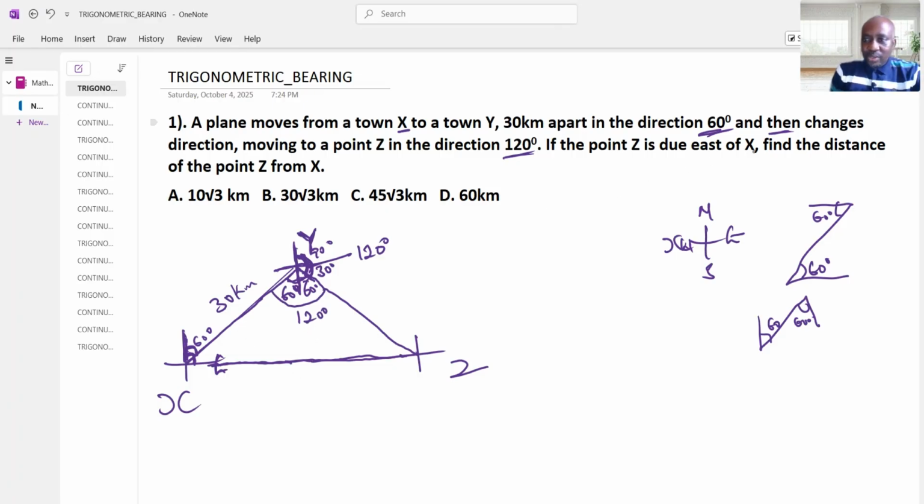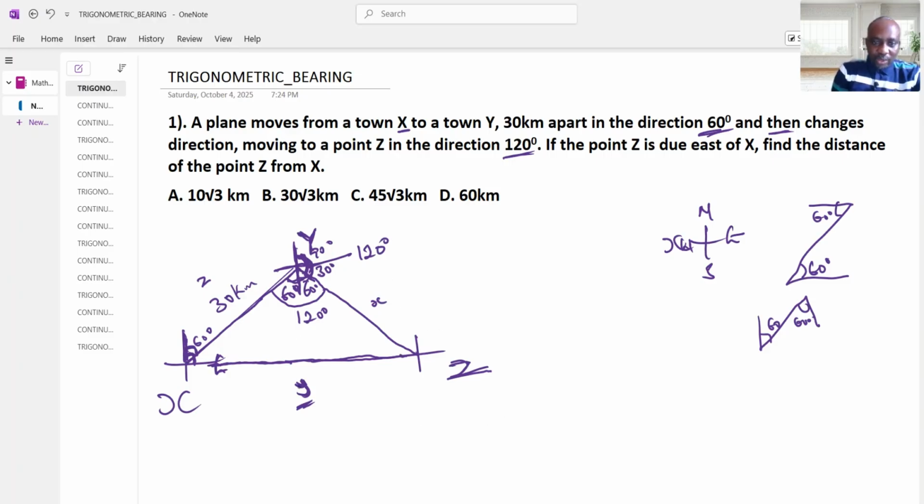Now the question says to find the distance of Z from X. It means that we should find the distance from X to Z. Maybe let's call this one small letter y, because it is opposite the capital Y, which is the point Y. This is small letter x, and this space will be small letter z. Now, what formula are we going to use to calculate this one? Because that's what the question says we should look for: find the distance of Z from X.